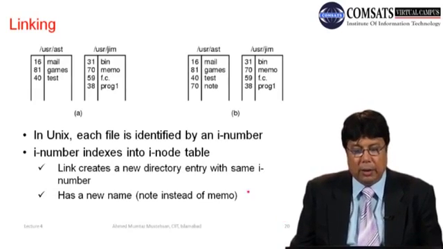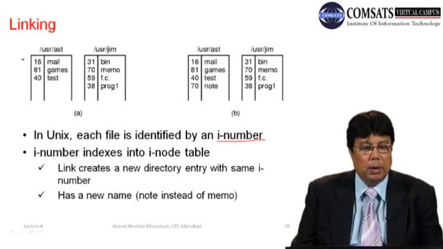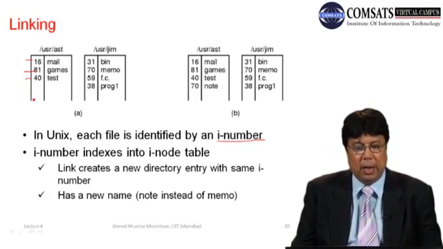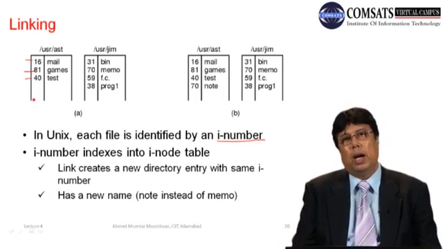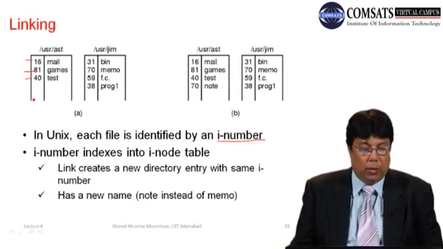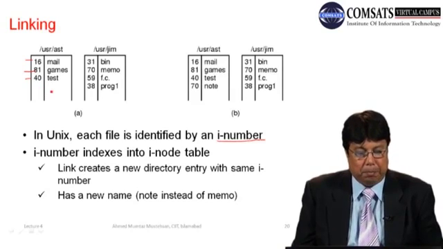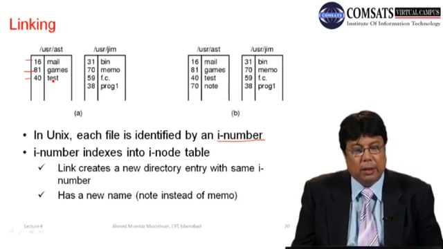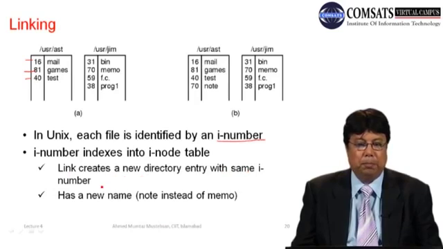In Unix, each file is identified by the i-number. These are the i-numbers: 16, 18, 40. This is an index basically. That index takes you to the physical location of that particular file. Now we can simply use this link. We can first create the link and then use the link. So link creates a new directory entry with the same inode number.